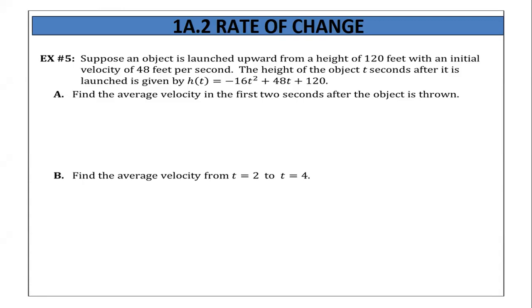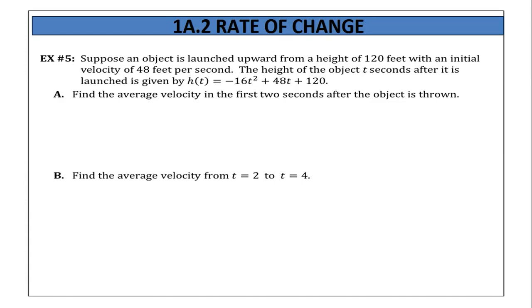Okay, so on the second half of our notes, when you look at example number 5, it says, suppose an object is launched upward from a height of 120 feet with an initial velocity of 48 feet per second. The height of the object, t seconds after it is launched, is given by h of t equals negative 16t squared plus 48t plus 120. Okay, so you're given an equation, and it wants you to find the average velocity in the first 2 seconds after the object is thrown.